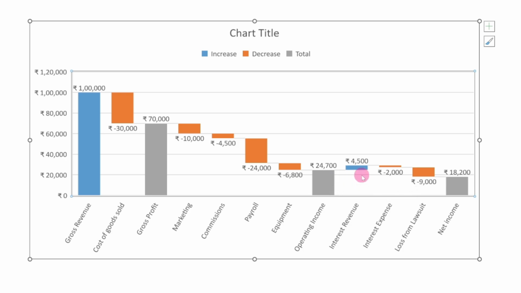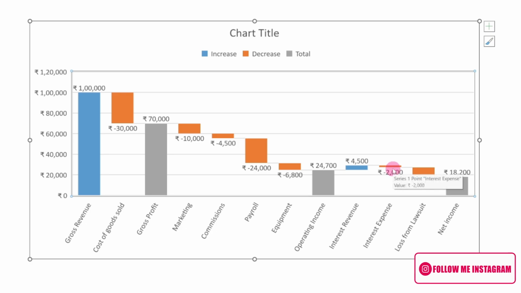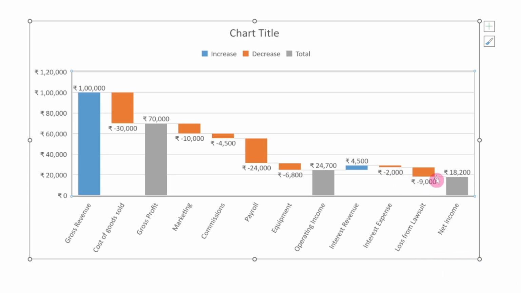But again I get an increase in the revenue through interest on the revenue. Then it has increased to this much. From this 24,700 and the 4,500, that is 30,200. From 30,200 I have another expense of 2,000 and then lawsuit expenses of 9,000. Then the ultimate net income comes to 18,200.